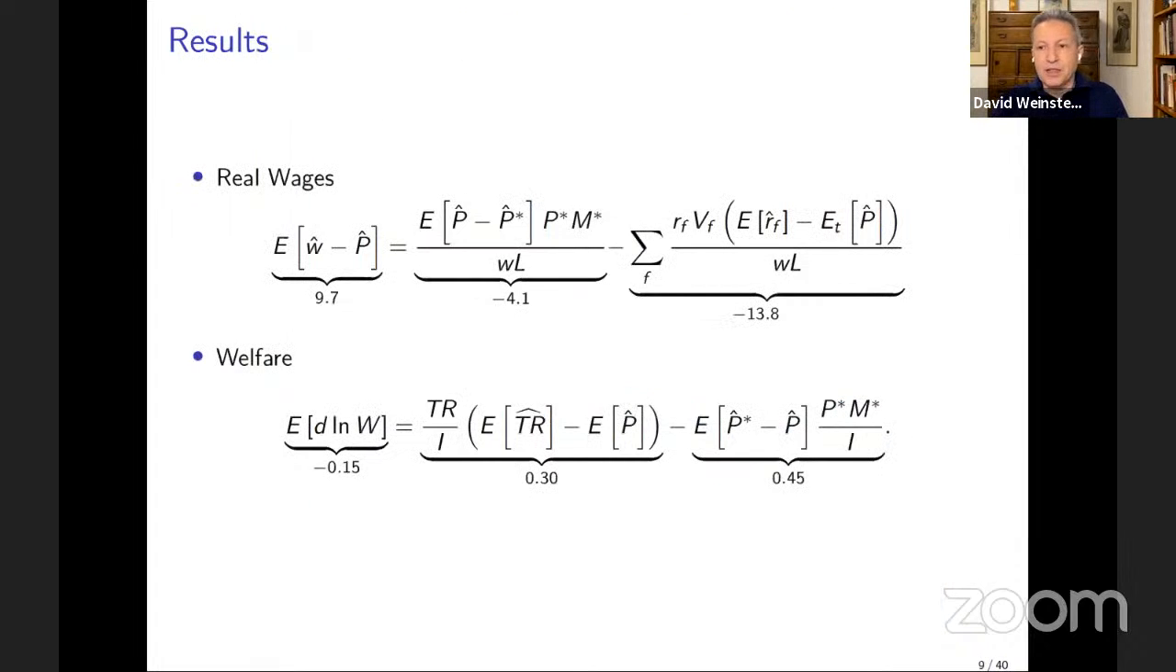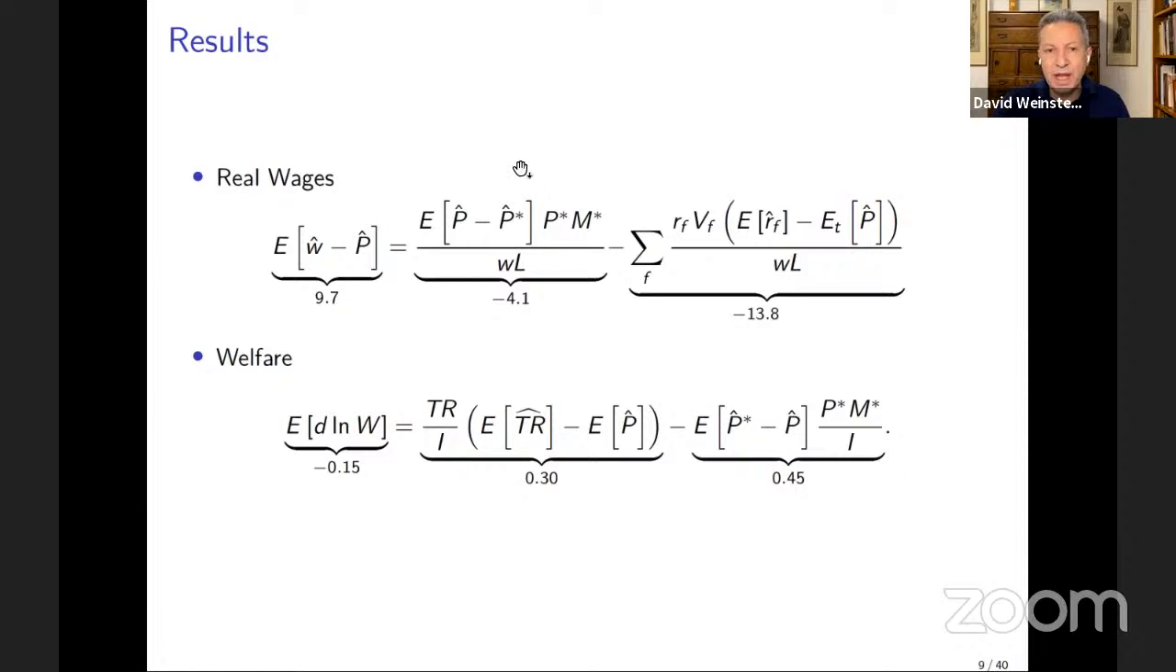Okay. So I don't have much time, so I just want to finish up by giving you the main results here. So what happened to real wages? So what were the forces that were pushing real wages around? We're going to find that real wages rose by 9.7%, or expected real wages rose by 9.7%. And that's reflecting two different forces in play. The first is the direct effect of higher import prices. So that's this term over here.